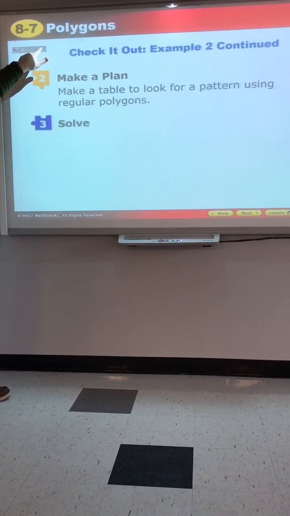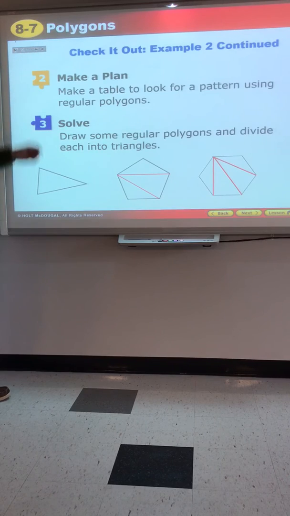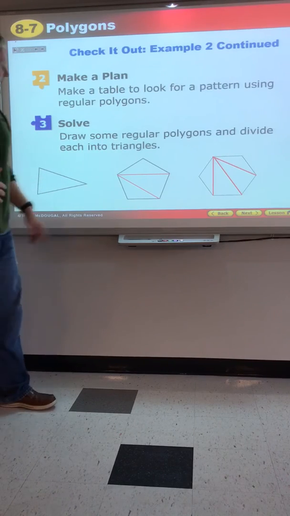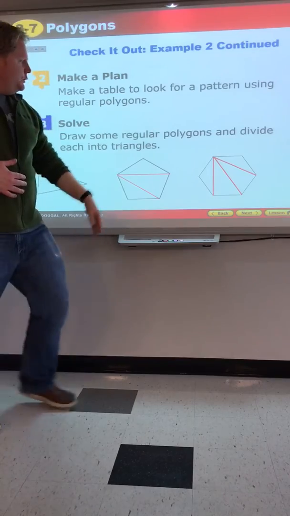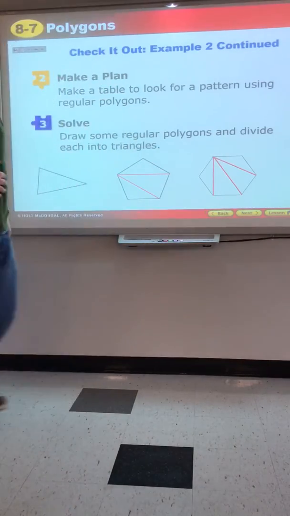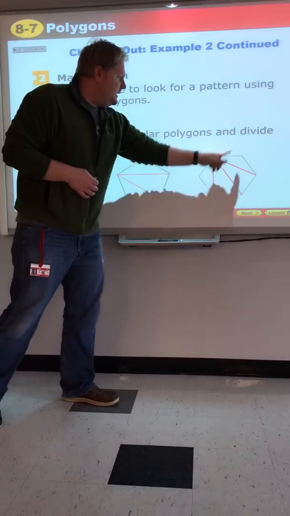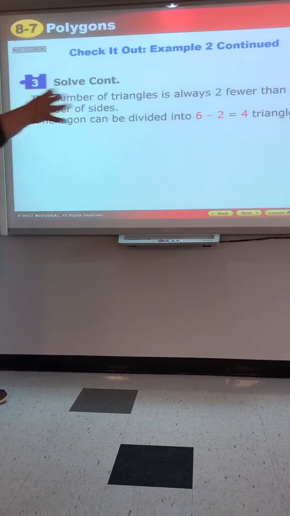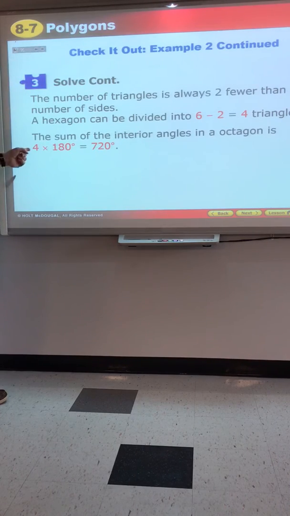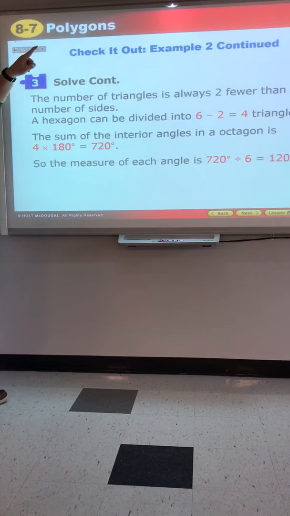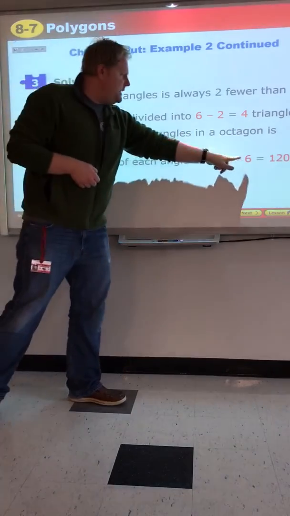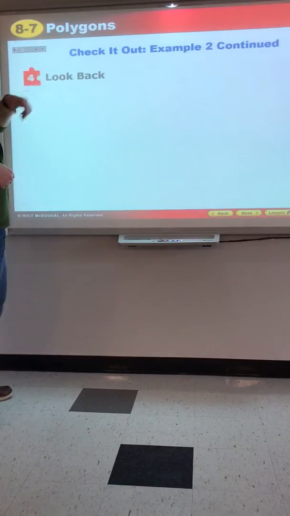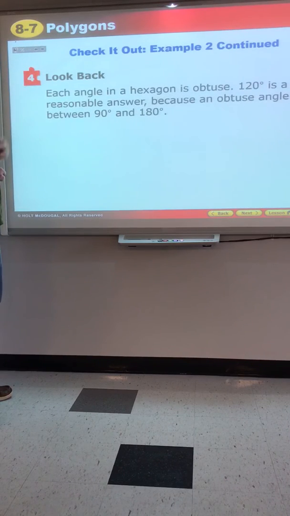Make a plan. Remember, we look for our patterns. 3 sides means 1 triangle. 4 sides means 2. 5 sides means 3. 6 sides means 4. Oh, so we take our 6 minus 2, get our 4 triangles. We do the 4 times 180, 720. For each angle, if we want it to be the same, we divide by 6. And there we go. We look back, and each angle in a hexagon is obtuse, 120 degrees. That is a reasonable answer.